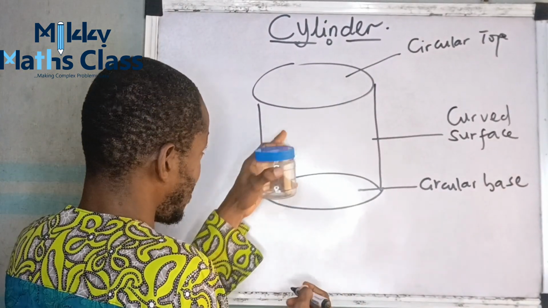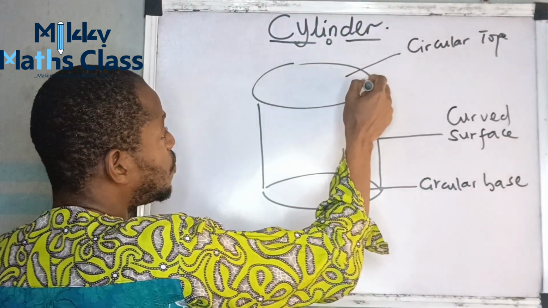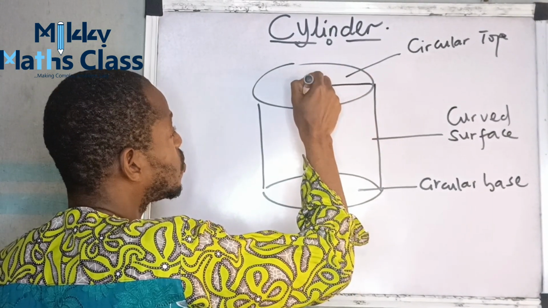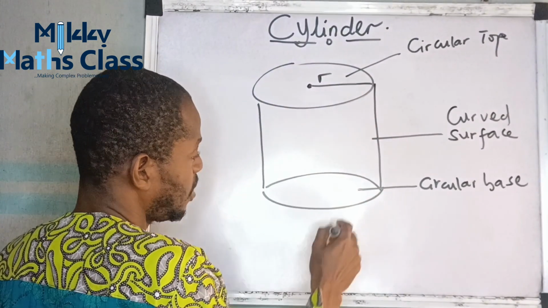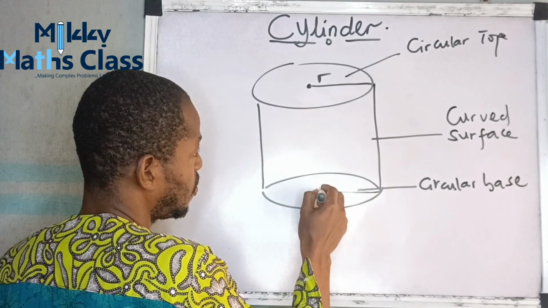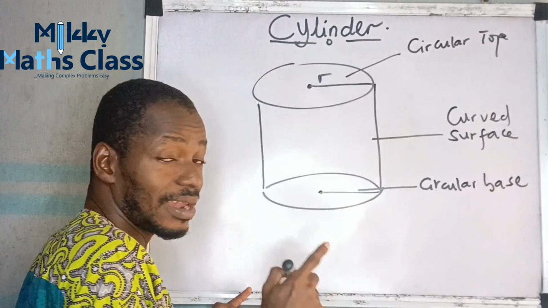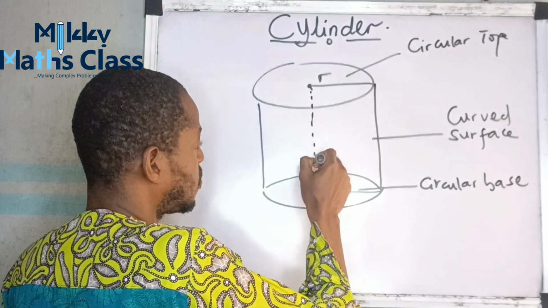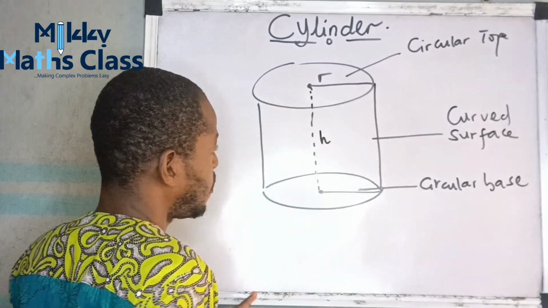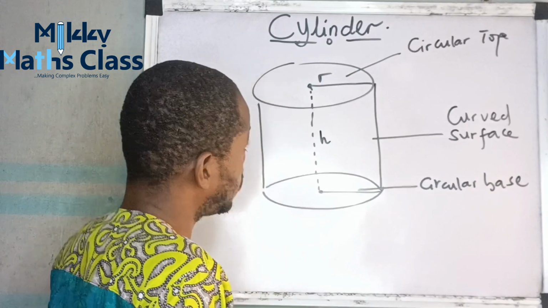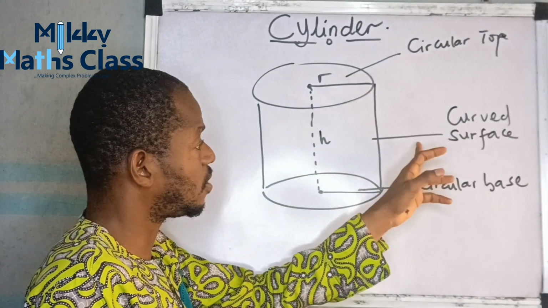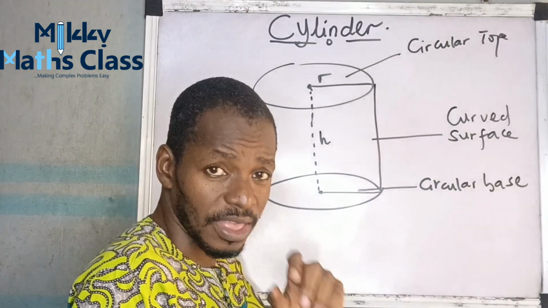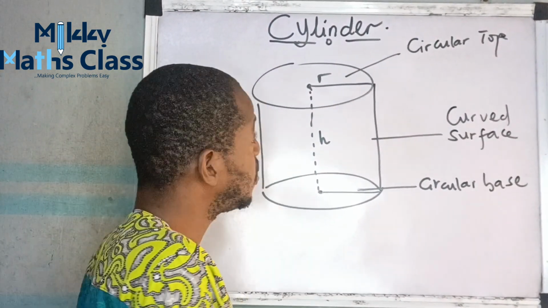Now, if I have a cylinder like this, since this is a circle, from here to here is the radius. This is the radius. This is another radius here. Now, the last part of the cylinder, from this point to this point, is the height of the cylinder. So straight up, we have the circular top, the curved surface of the cylinder, and the circular base. Now, there are some formulas that pertain to the cylinder.